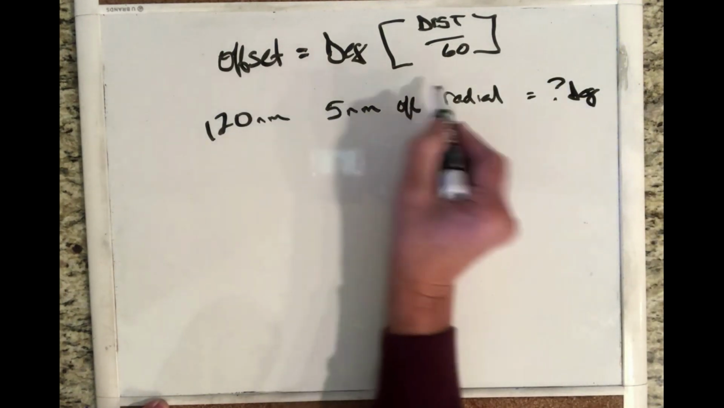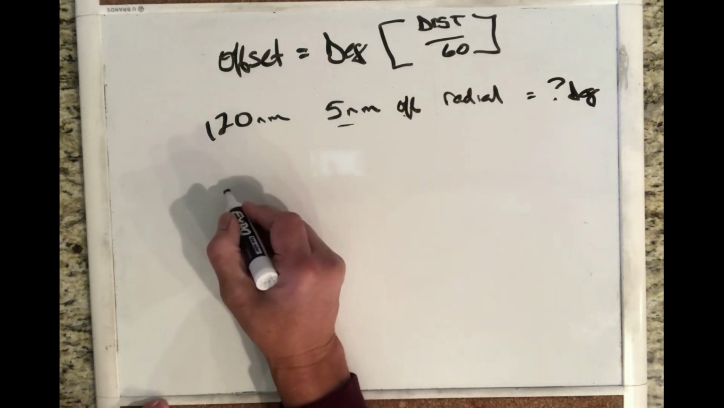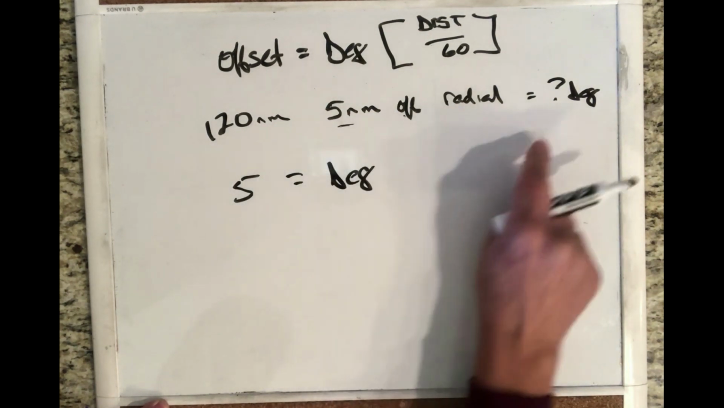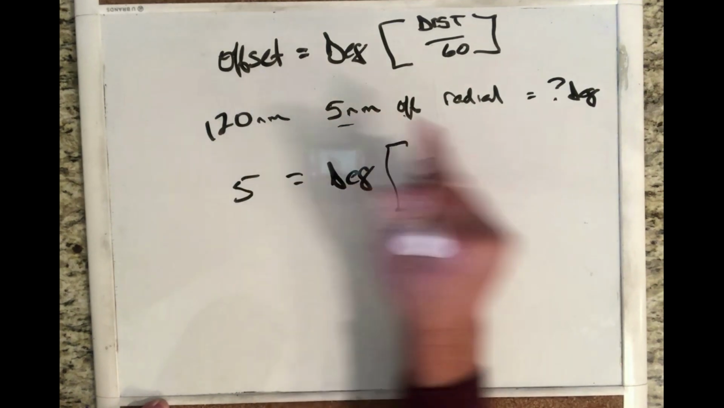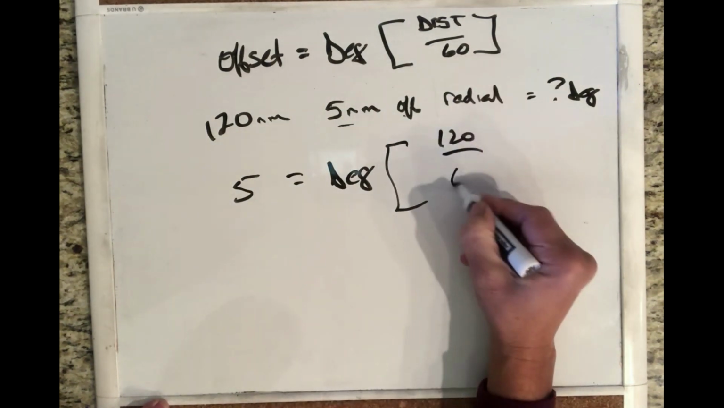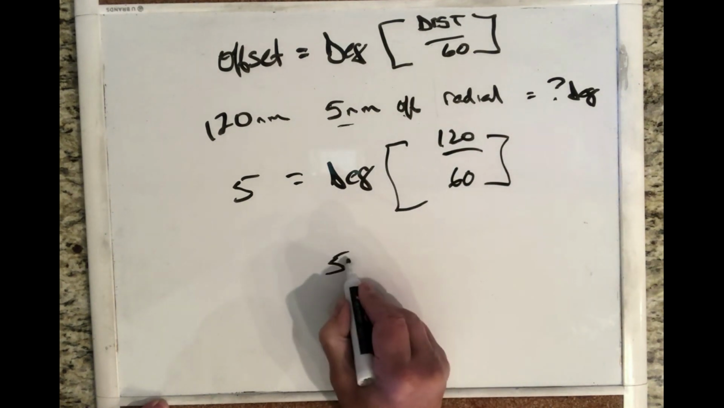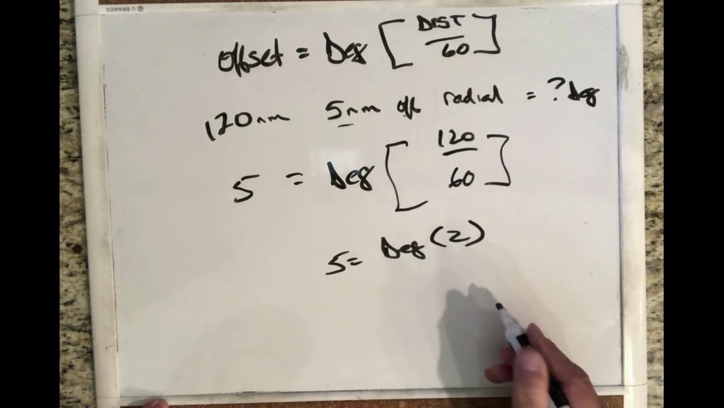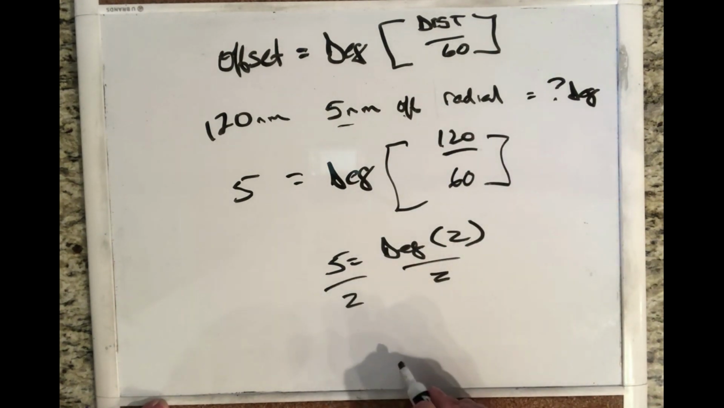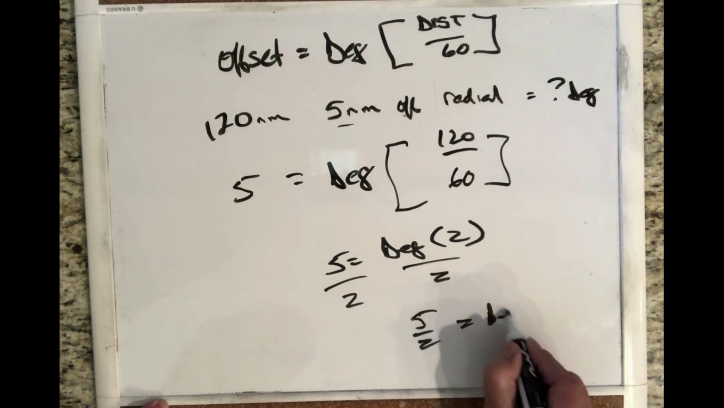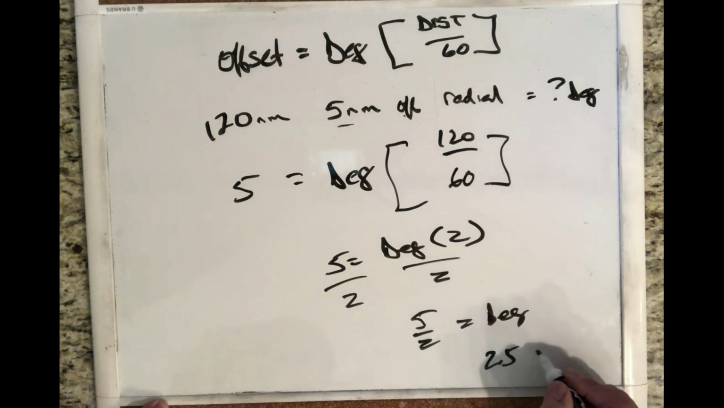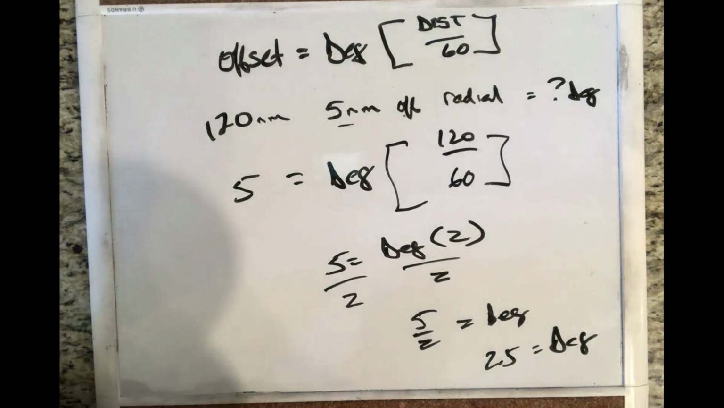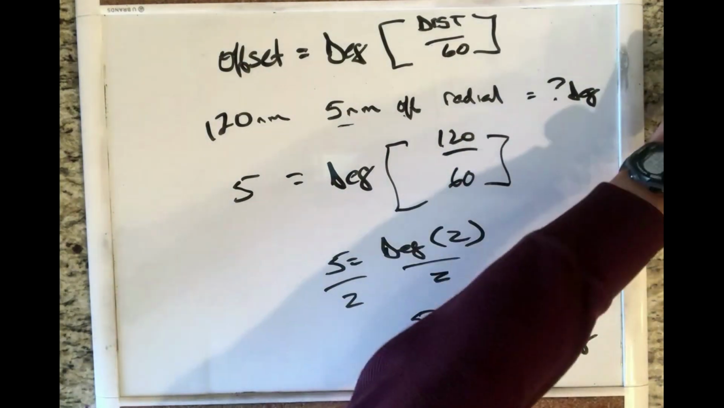Well, again, back to our formula, just plug in the numbers. We're 5 nautical miles off course, so our offset is 5 nautical miles. We want to know the degrees. We said that we're at a distance of 120, and of course we fill in the constant of 60. If we do that math, we have 5 equals degrees times 2. All we have to do is divide both by 2, and now we get 5 divided by 2 equals degrees, and that's 2.5. So we are 2.5 degrees off course. Let's do another quick one.